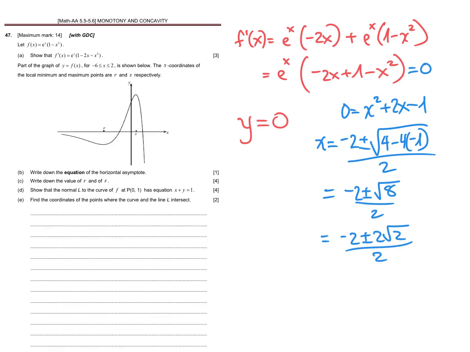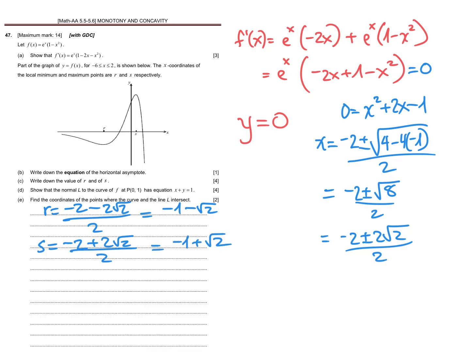So r is going to be negative 2 minus 2 root 2 over 2, which is actually, I should have canceled it, negative 1 minus root 2. And then s is going to be negative 2 plus 2 root 2 over 2, which is negative 1 plus root 2.